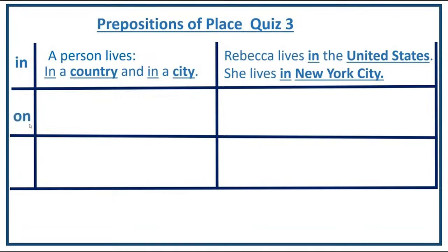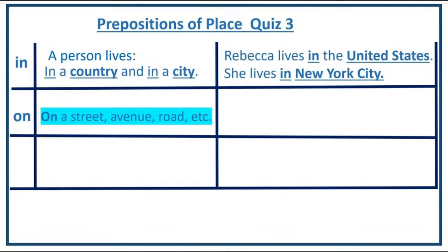So on is used with a street, an avenue, a road, and others. For example, Arthur Street, Airport Street, Adelaide Street, Wall Street: on Wall Street, on Adelaide Street. As long as it is the name of a street, we have to use on. The same thing for avenue.